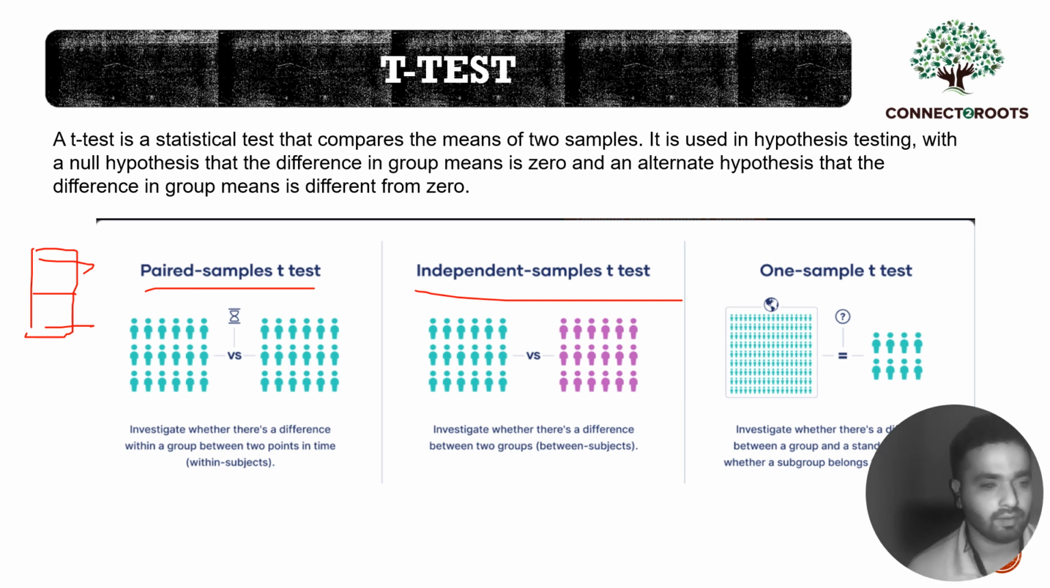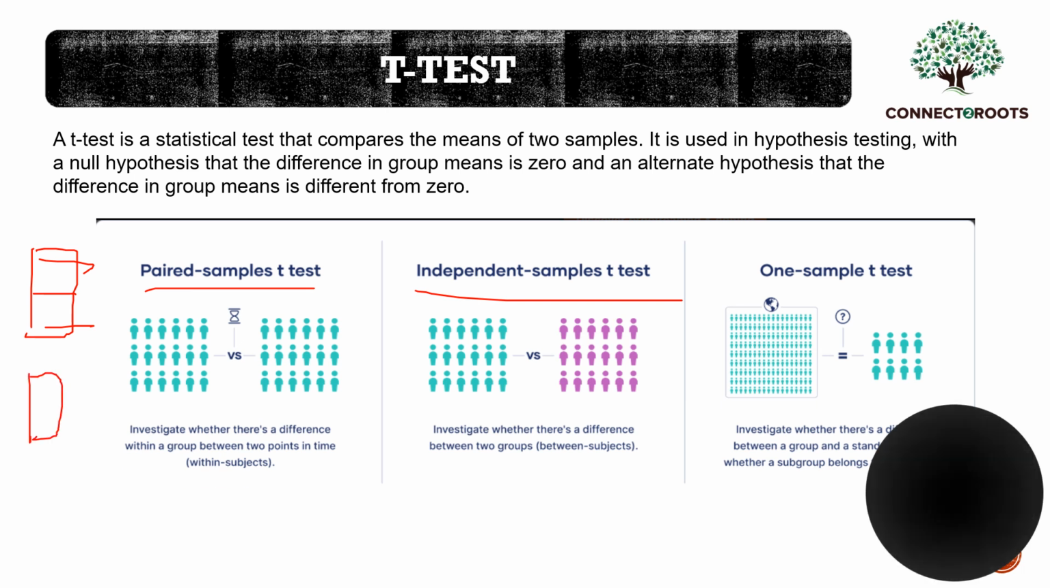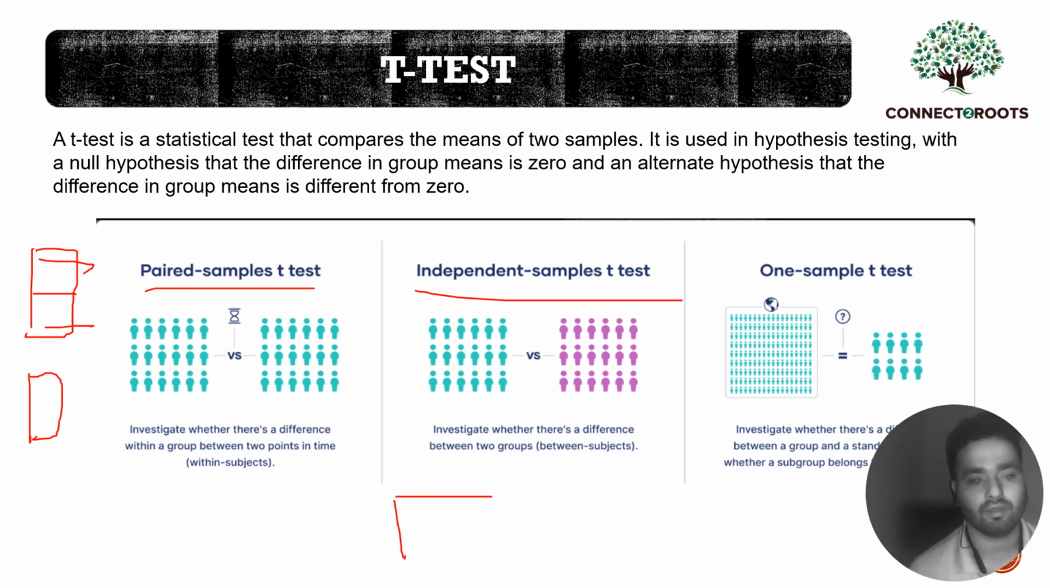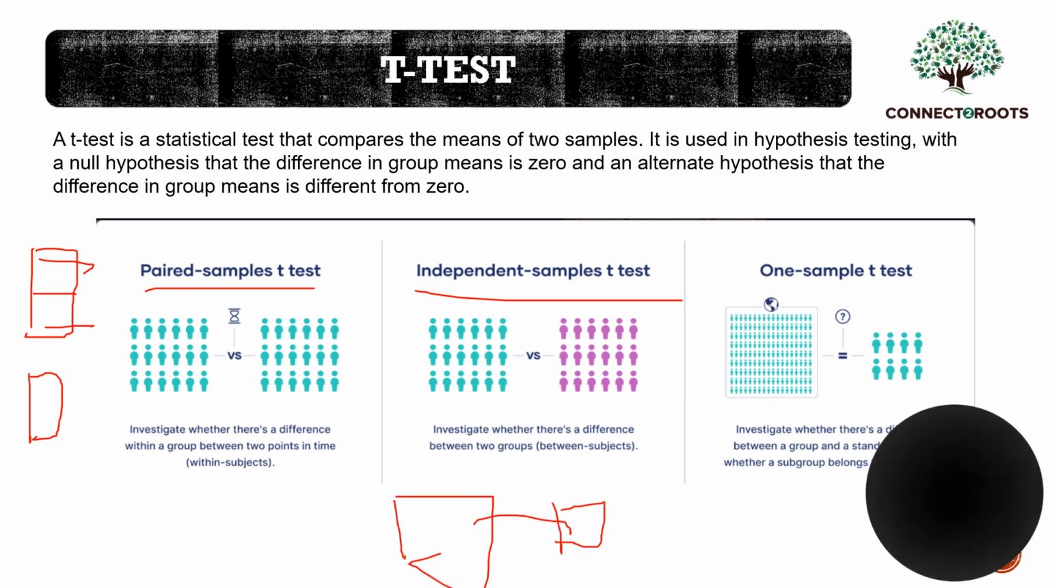Independent t-test will be used when there are two groups. Suppose there are two sections, section A and section B, and what is the difference between those two sections of the class? And one sample t-test is something that I was mentioning: if you have a population and a sample, how is this sample related to or different from the population?